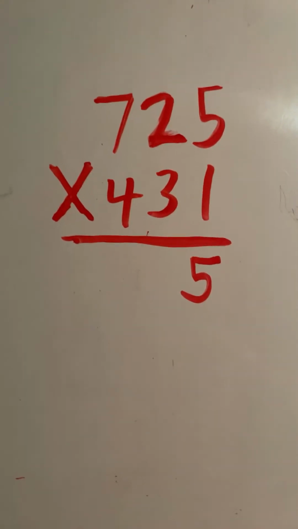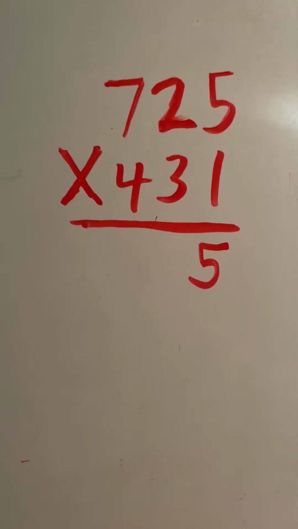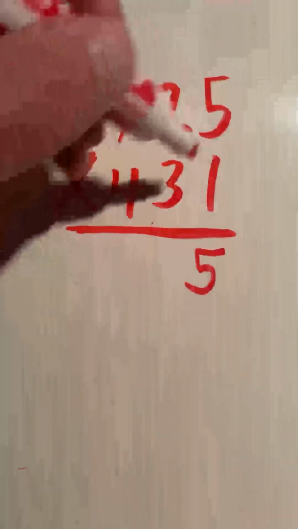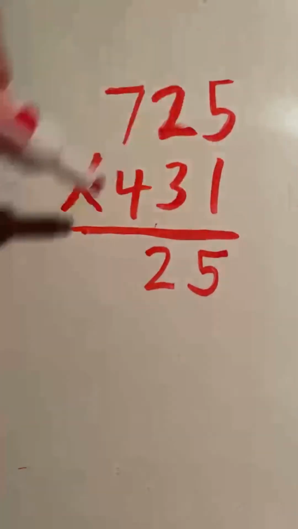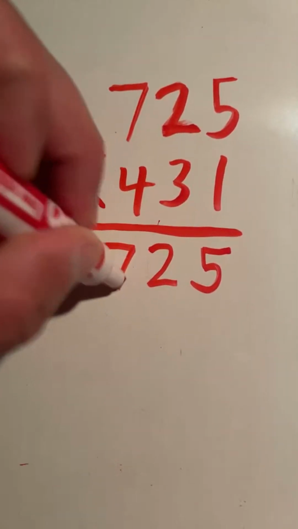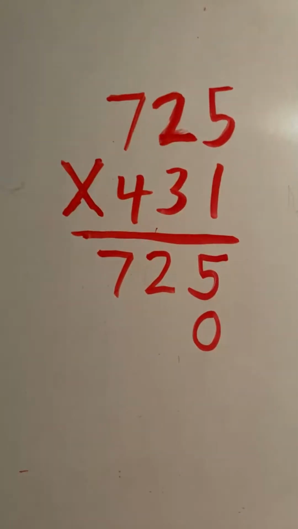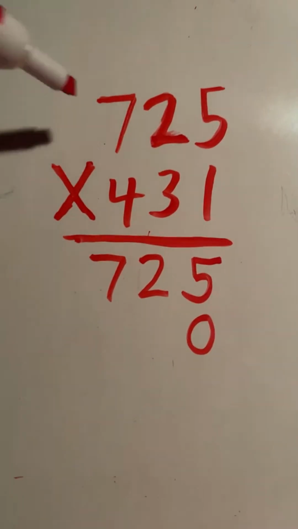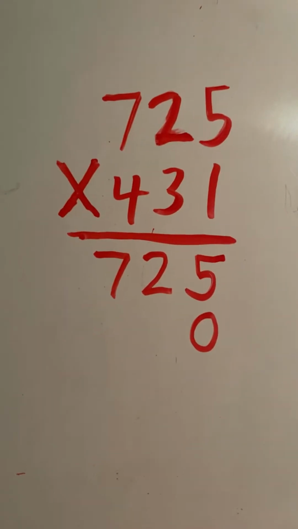And we do not need to regroup because our product is less than 10. We only regroup when our product is 10 or more. 2 times 1 equals 2. 7 times 1 equals 7. I'm going to put a 0 in the ones place since both digits in the ones place have already been multiplied. Next, we're multiplying the top 3 digits times the bottom digit in the tens place.